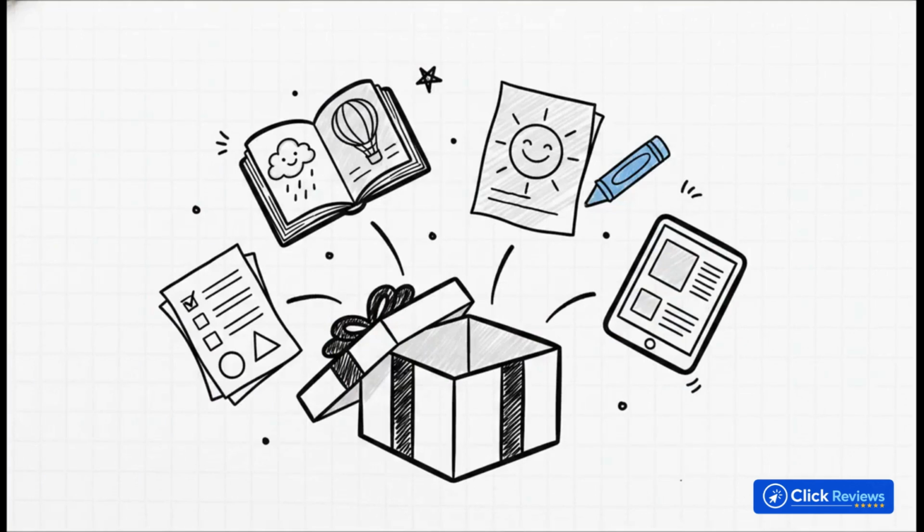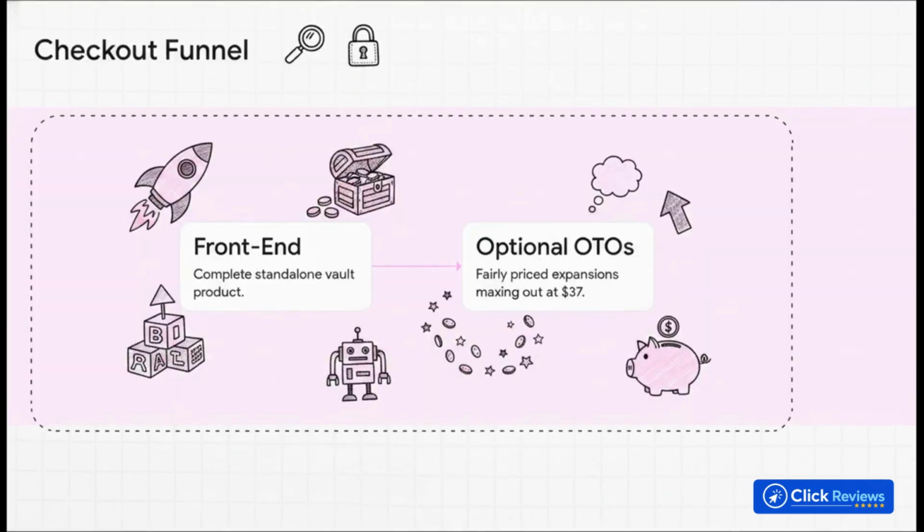To sweeten the deal, the package also includes 4 launch bonuses that are specifically intended to speed up your execution. You get 101 editable Canva ebooks, a massive bundle of over 1,500 kids' coloring pages, 200 educational worksheets, and 40 digital product mockup ad templates. The idea is that once you pick your concept, these assets are right there to help you build and market it even faster.